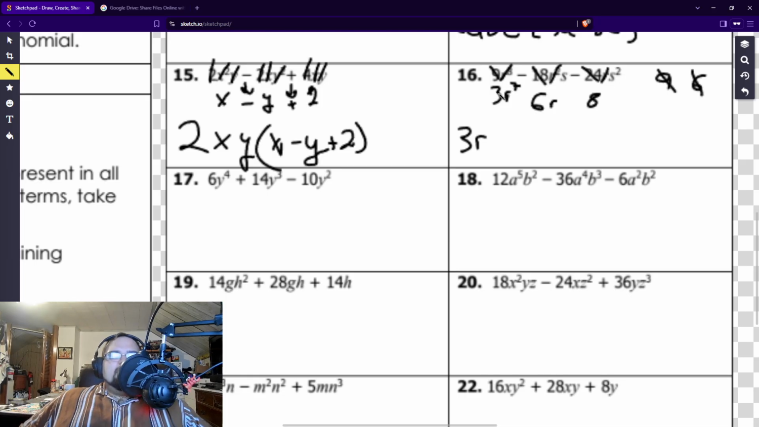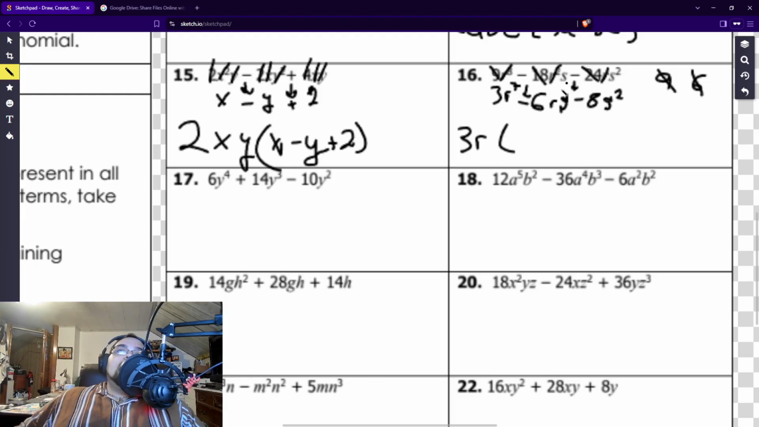We can't pluck out the S. Everything has to have the S, else you can't pluck it out. So what we're going to do is leave it. S squared. Bring down my signs.